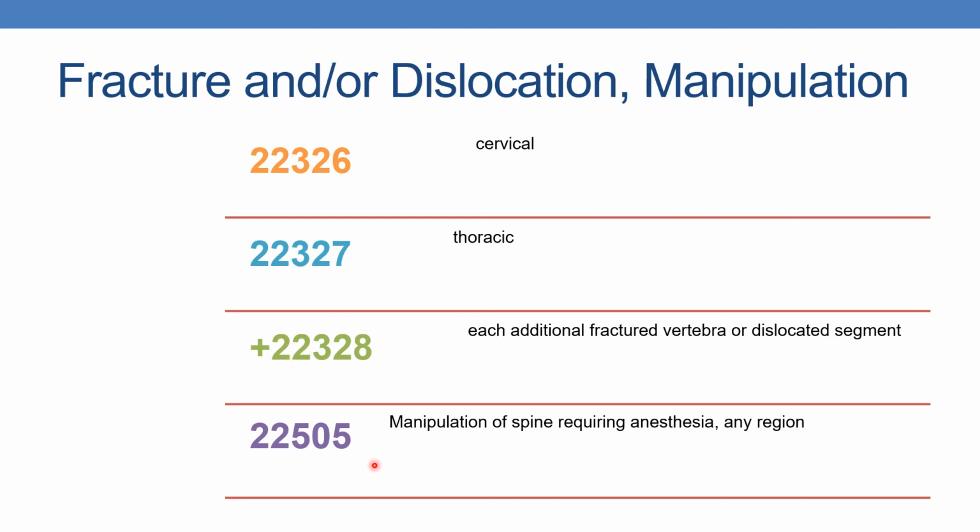The next code is 22505. This is a manipulation code. Manipulation of spine requiring anesthesia, any region. So whenever manipulation of spine is done, any region requiring anesthesia, you need to report it with 22505.